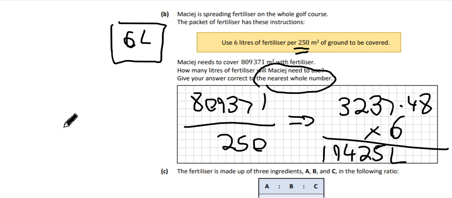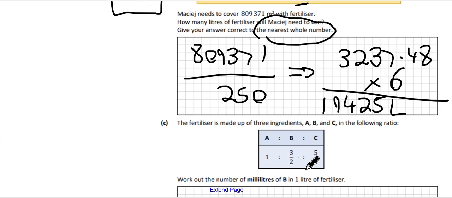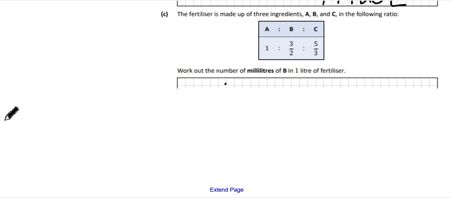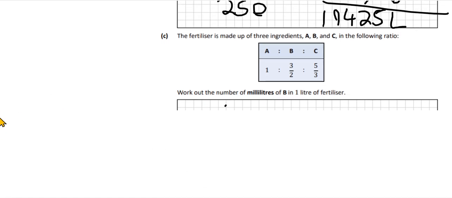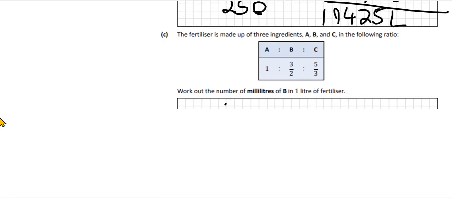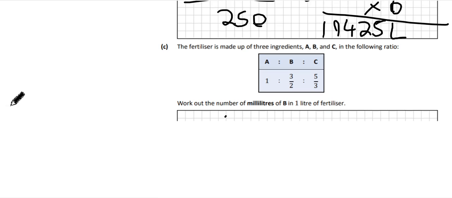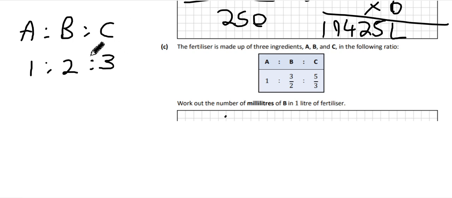Now, fertilizer is made up of the following ingredients. Okay? And what it says is, work out the number of milliliters of B in a litre of fertilizer. Now, this is tough. Does anybody remember how to do ratios back in the day? What did we do back in the day? If it was 1 is to 2 is to 3. Anybody remember? You add up all the ratio together and what you get?